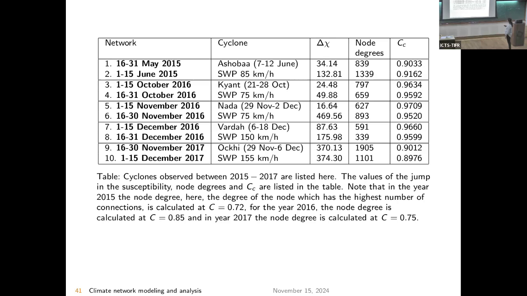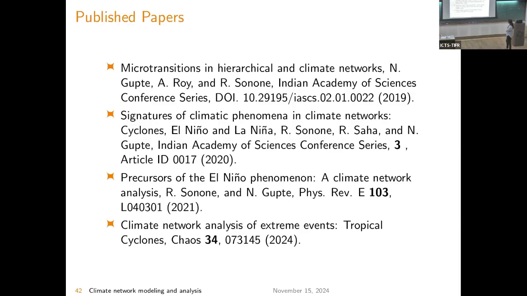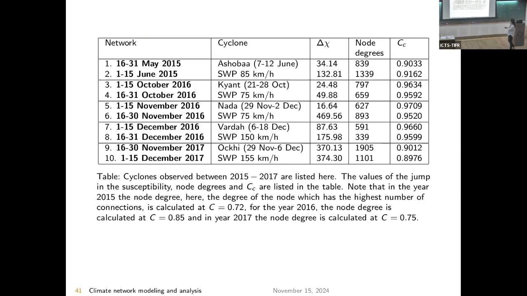The sustained wind speed of each cyclone is mentioned. Suba is in the Arabian Sea, and so we have listed the values of delta chi, the node degrees, and the CC values. That part I haven't included for El Nino, both I haven't included.